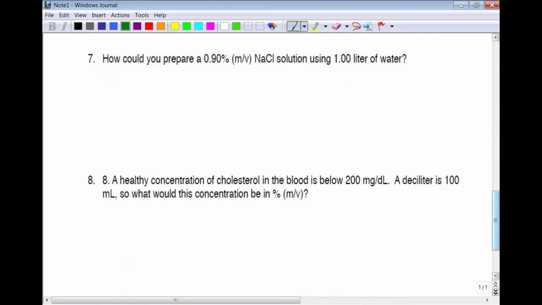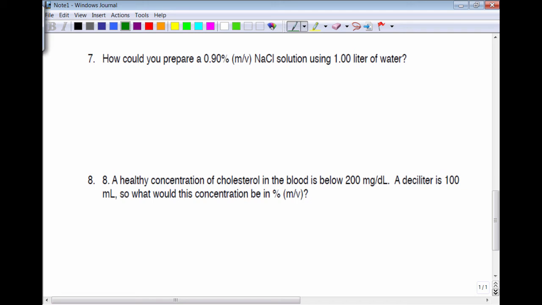Number 7 asks how you could prepare a 0.90% M over V sodium chloride solution using 1 liter of water. What it's asking is for how much sodium chloride you would add to 1 liter of water to make this solution. In other words, how many grams of sodium chloride are in 1 liter of this solution?